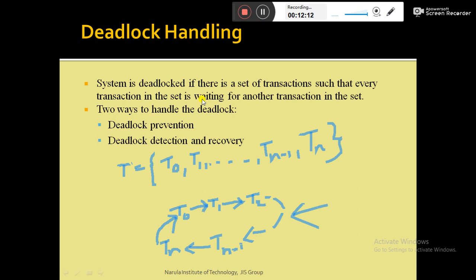Now, how to handle this? There are two ways to handle a deadlock. The first way is deadlock prevention, and the second is the deadlock detection and recovery technique. We'll see all these things in the next slide.